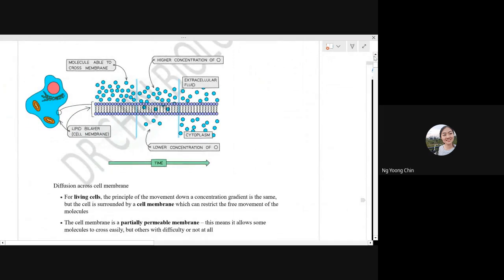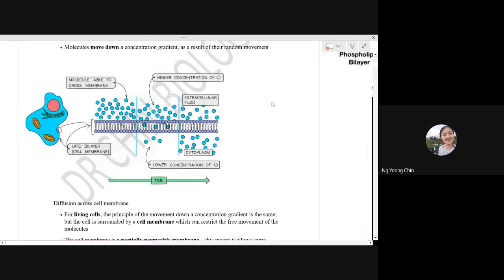Have a look at this picture. This is the phosphorus barrier, and one side is inside and the other is outside. You can definitely see that outside of the cell they have more molecules compared to inside. So the molecules will diffuse from the outside, which has the higher concentration because they're higher in number, into the lower concentration, which is lesser in number. So they will be transported in this way.